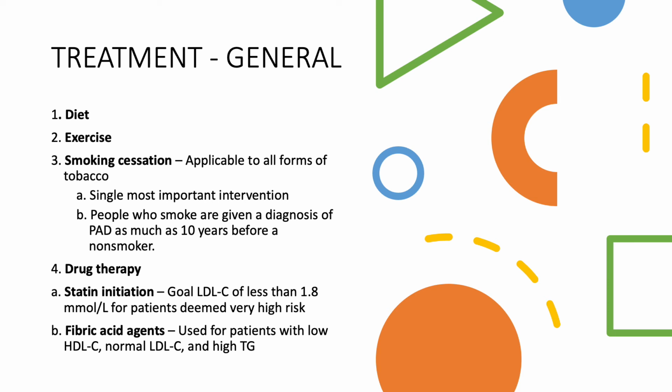Once you have addressed all those non-pharmacological interventions, you can start giving drug therapy. What drugs you want to give to this patient is actually the same as for your cardiovascular disease. So in patients who have high cholesterol level, you want to initiate statin with the goal of LDL-C of less than 1.8 in patients deemed very high risk. Those with high total cholesterol, you can also give statins, and for high triglyceride, you can give fibric acid agents.